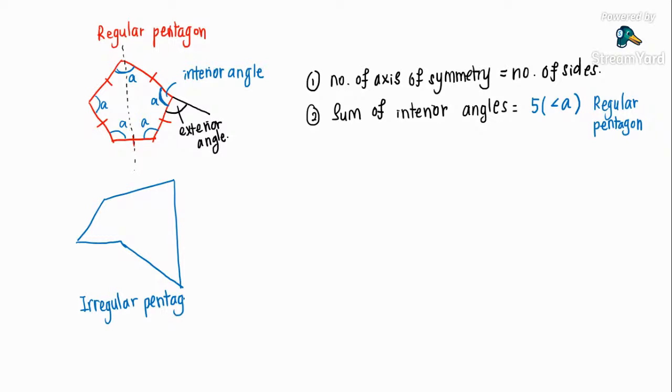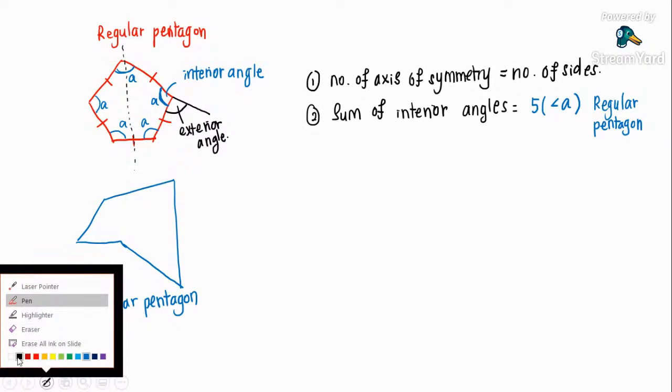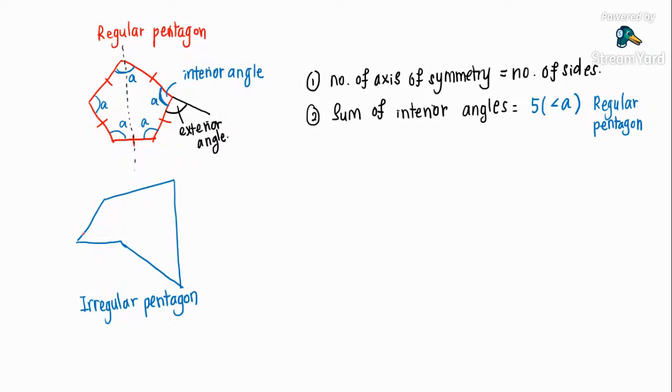Okay, so for irregular pentagons, I have 5 sides as well. I mean, I have 5 angles as well: 1, 2, 3, 4, and 5. However, these 5 angles are all different: A, B, C, D, and E. So in order for me to find the sum of interior angles in this case, it will be angle A plus angle B plus angle C plus angle D plus angle E.